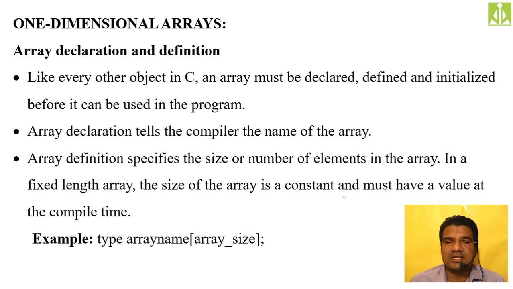Only fixed length arrays we have, and for the fixed length arrays, when you are doing the declaration and definition, there you have to specify the name as well as the type as well as the size of the array. These three things you have to do. Declaration means specify the name. Definition means specify the type as well as the size, the initial size, how many elements you want in that array collection. You have to specify that at compile time only. Compile time in the sense before you do any execution.